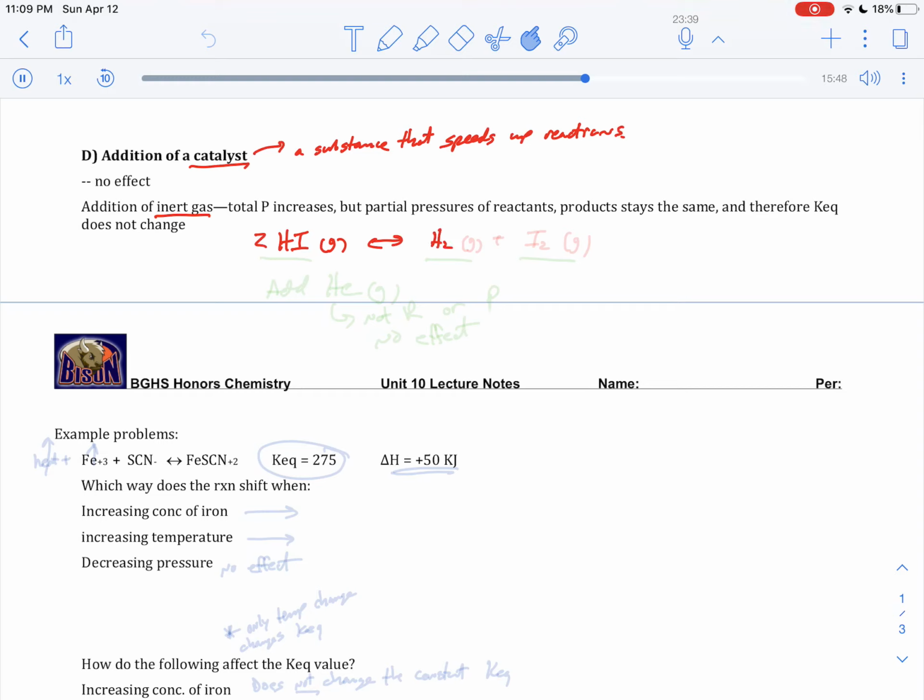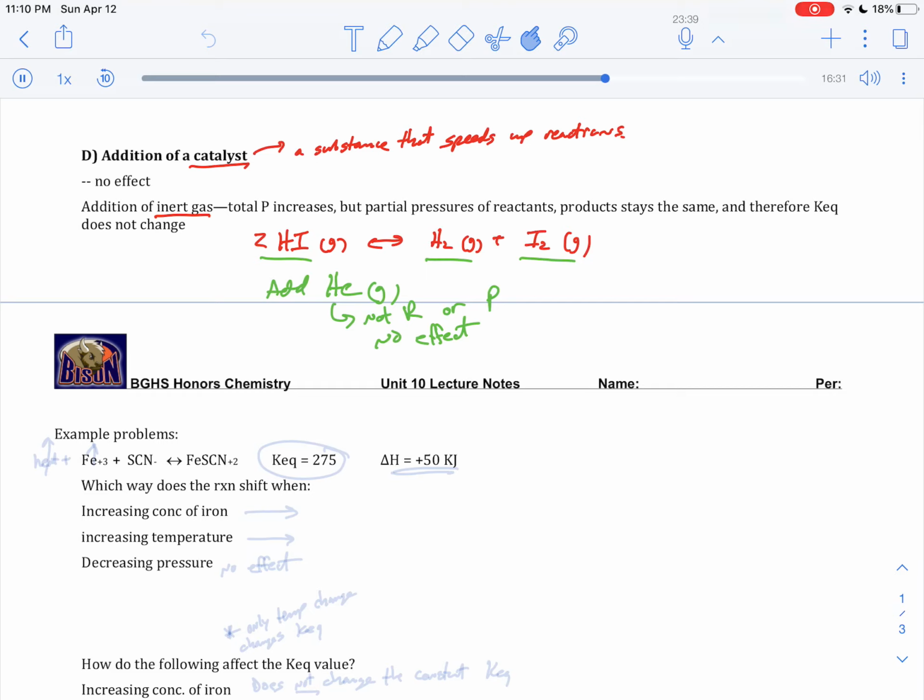In this reaction where hydrogen iodide decomposes and forms iodine, when the system's at equilibrium, if I add something like helium, which is also a gas, that's not going to have an effect on the system because helium is not a reactant or product. So adding helium doesn't change anything that's in my reaction, so it's going to have no effect. If it's not in the reaction, then it's not going to affect it.